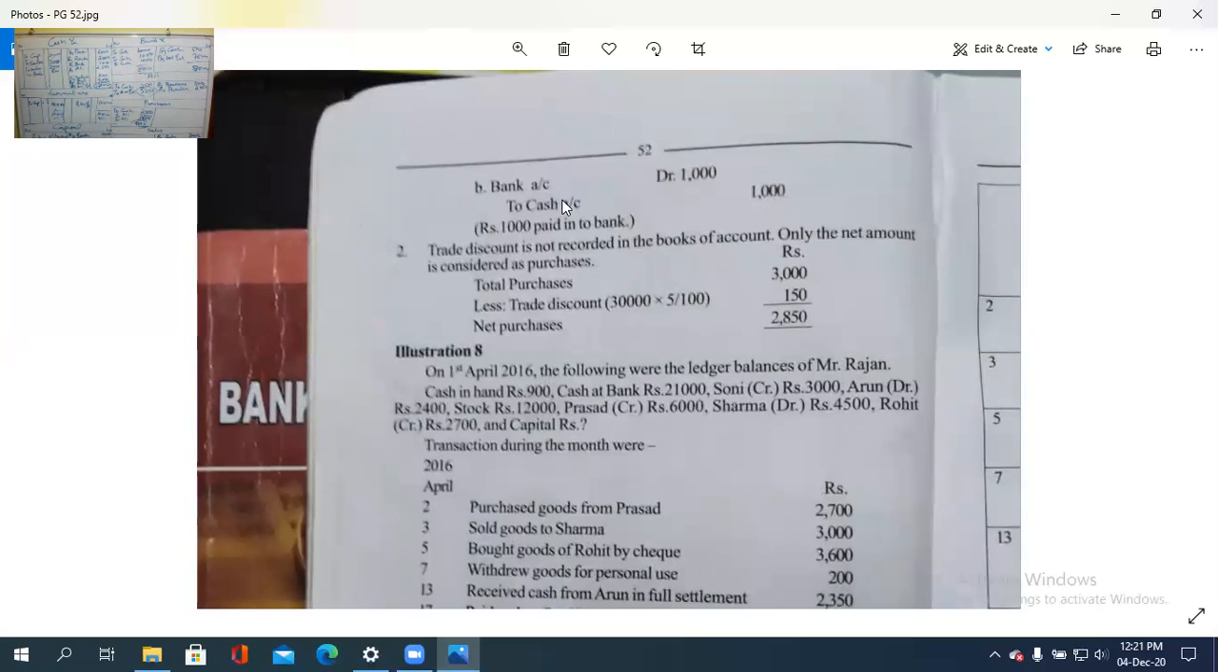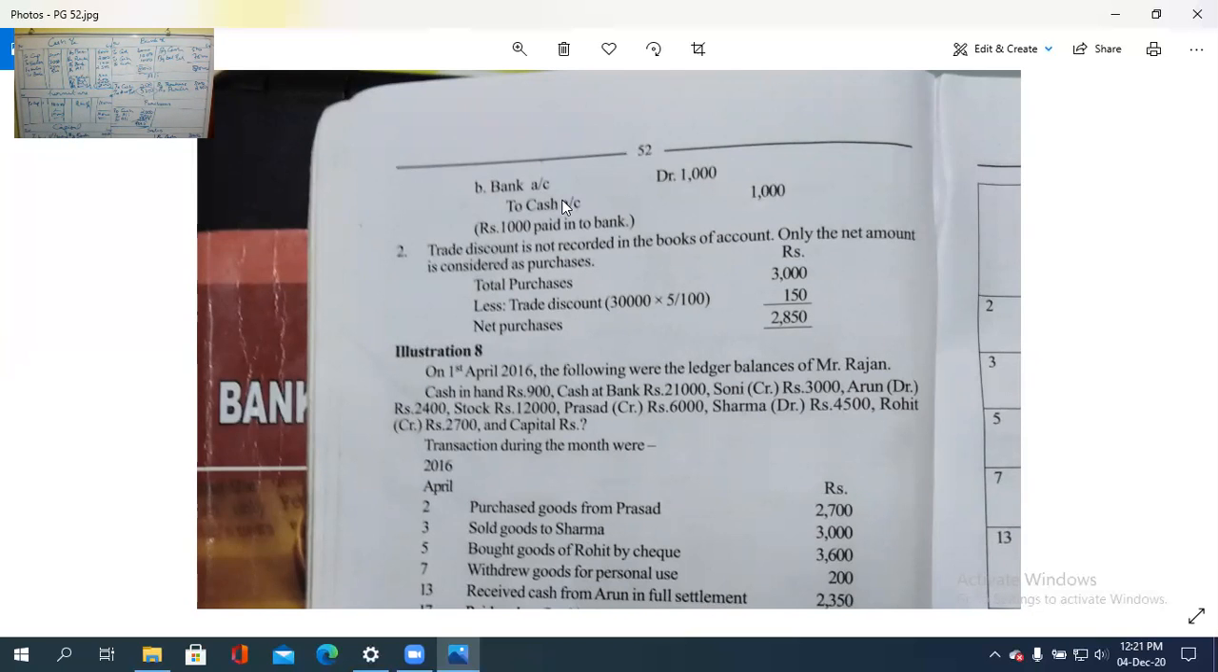Hope you are clear with this. Hope you are clear with how to pass the journal entry. In the question, it is only asking us to pass the ledger accounts, but since this is the first problem, I did it this way: pass the journal entry, and from the journal entry transfer to the ledger accounts, posting is done and balancing is also done. And from these balances, we take them and prepare the trial balance.